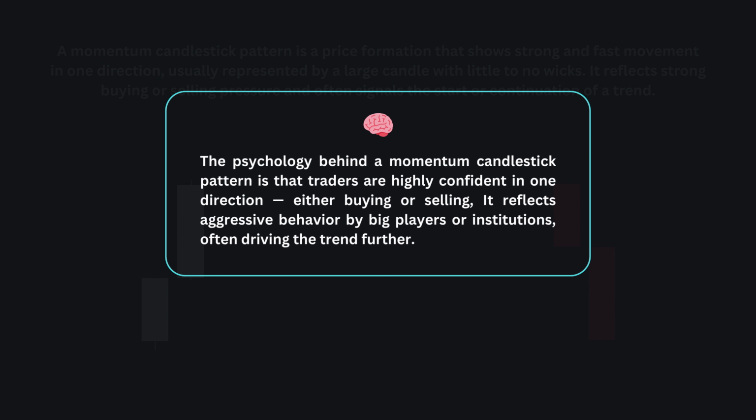The psychology behind a momentum candlestick pattern is that traders are highly confident in one direction, either buying or selling. It reflects aggressive behavior by big players or institutions, often driving the trend further.